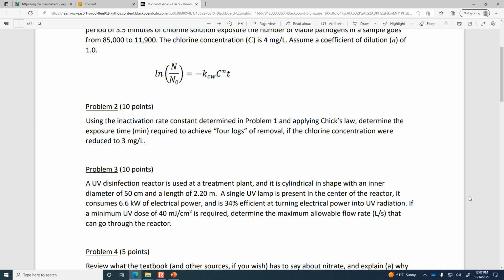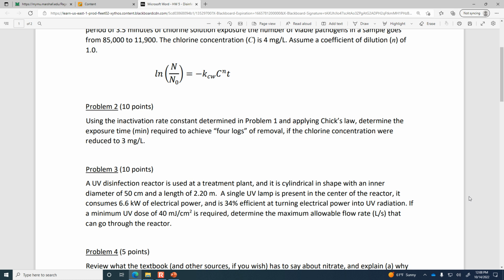Remember that in the case of UV, it's similar to chlorine in that dose is intensity times time. So in the case of chlorine, the intensity is the concentration of the chlorine, and then time is time. In UV, instead of having a concentration of a chemical, what you have is an intensity of radiation. And so what you're going to do here is calculate the power of the lamp, and then using the efficiency factor, convert that into the power of UV that's actually being shined into the water.